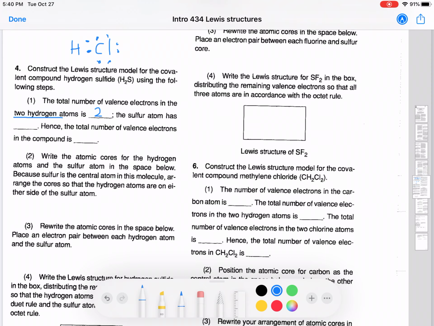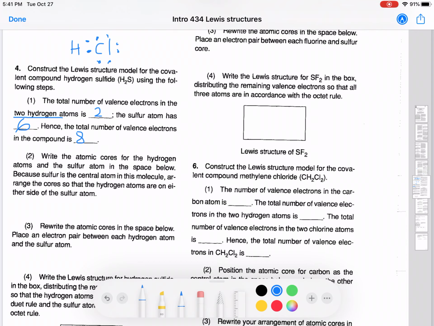Sulfur, if you refer to your periodic table, sulfur will be in group 6. So then it has 6 valence electrons. So the total number of valence electrons, 8. So when you are writing the Lewis structure, we only take into consideration these valence electrons. So you're gonna distribute these valence electrons in your Lewis structure when we are constructing that.